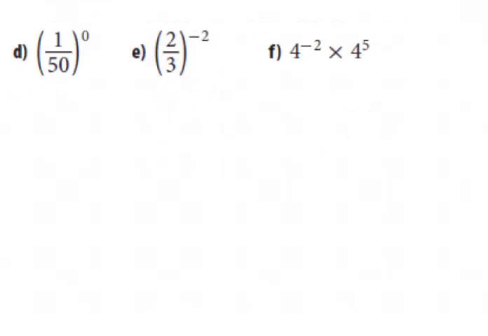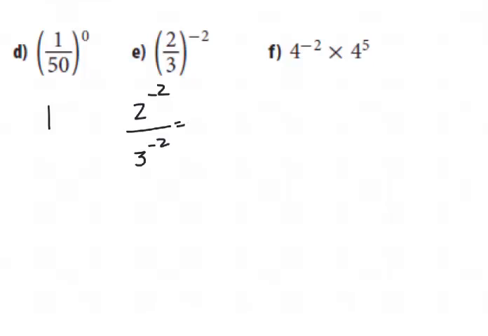Next question says 1 over 50 exponent 0. Again, any number exponent 0 is 1. So this is 1. Now 2 over 3 exponent negative 2. I can distribute negative 2 inside the bracket as exponent. So I get 2 exponent negative 2 over 3 exponent negative 2.